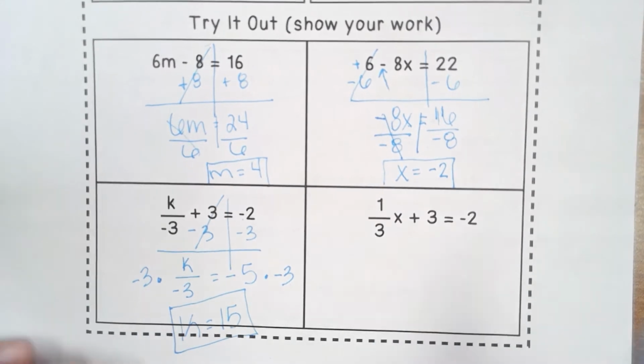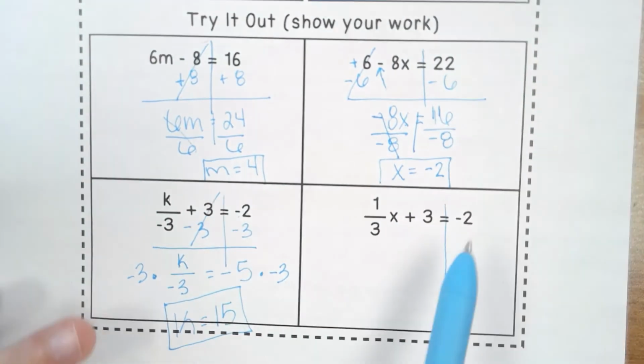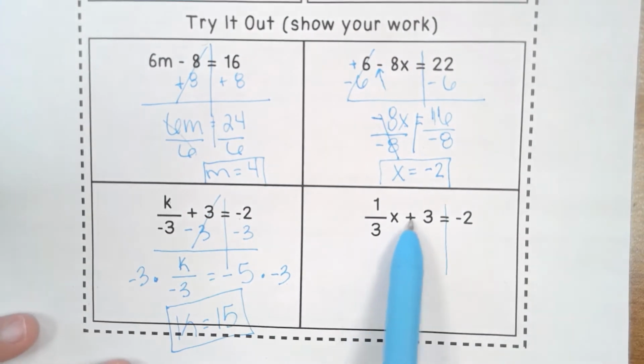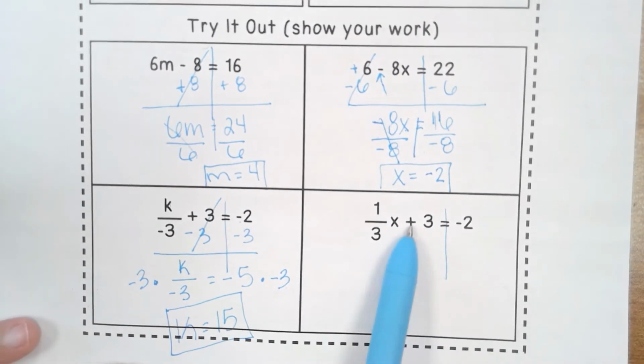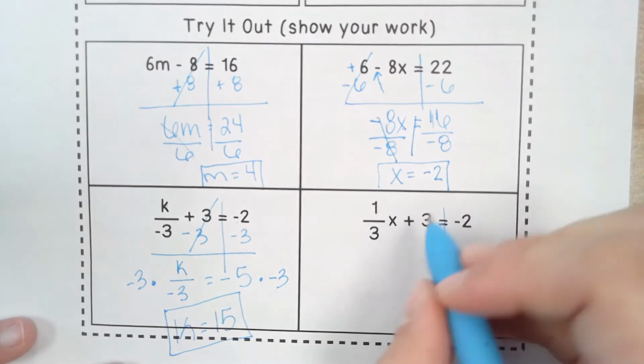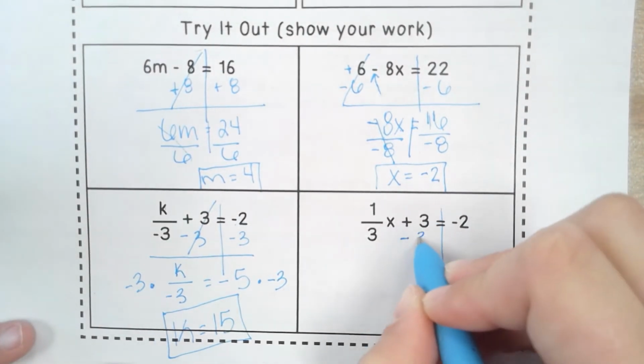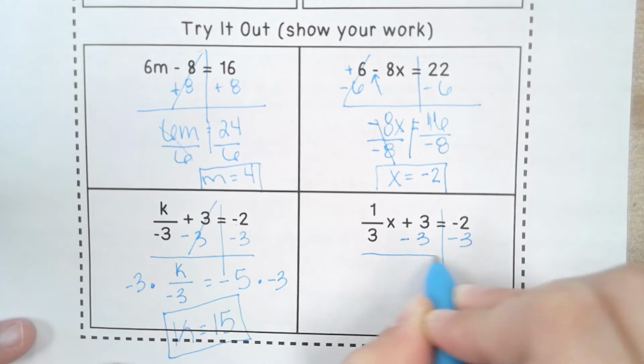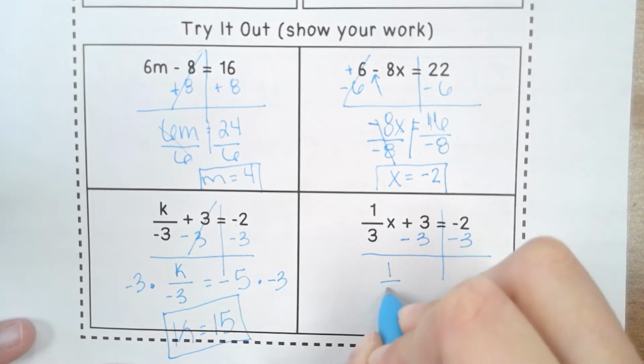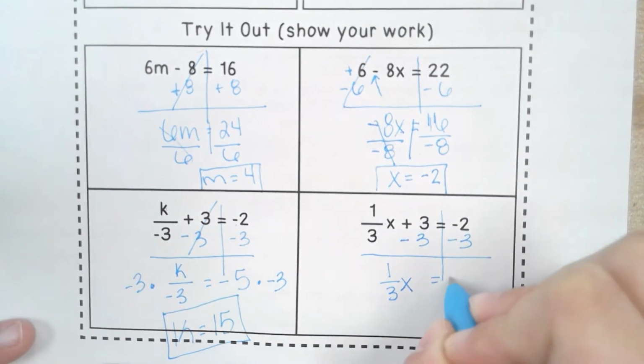Alright, and then this last one, so same thing, want to move the number that's on the same side as x, not attached to the x though, and it's going to be the number that's adding or subtracting. So if this is adding 3, the opposite of adding 3 is subtracting 3. So we're left with 1/3 x equals negative 5.